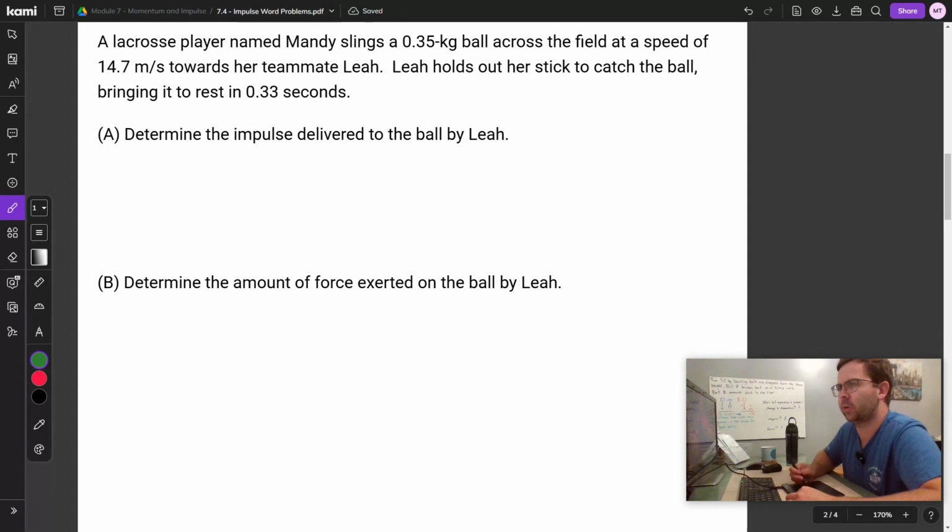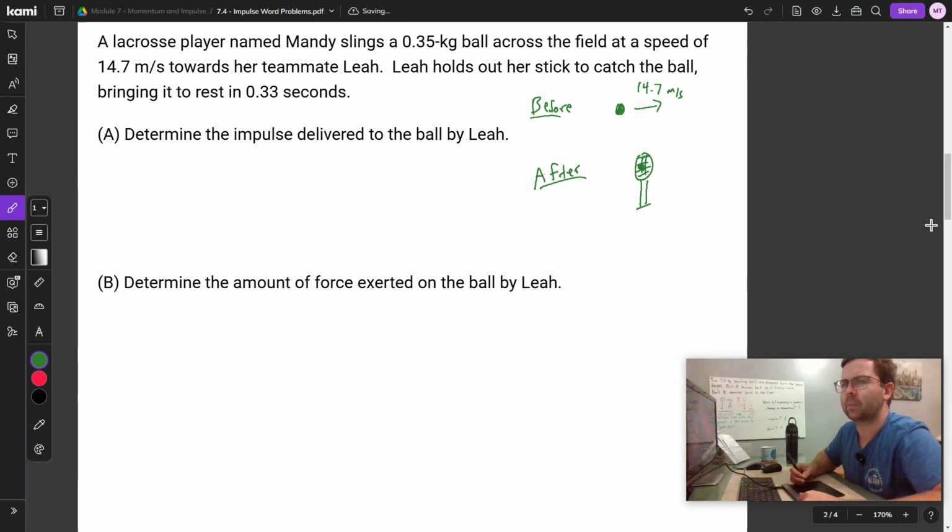So I'm going to draw a quick picture again. It's always helpful to visualize this situation. So I would encourage you, if you're working this out alongside me, to also draw a picture. So we have the ball moving to the right. I get to choose the direction. It didn't say which way. To the right at 14.7 meters per second, and then after the ball is brought to rest in the lacrosse stick. So there's my best lacrosse stick.